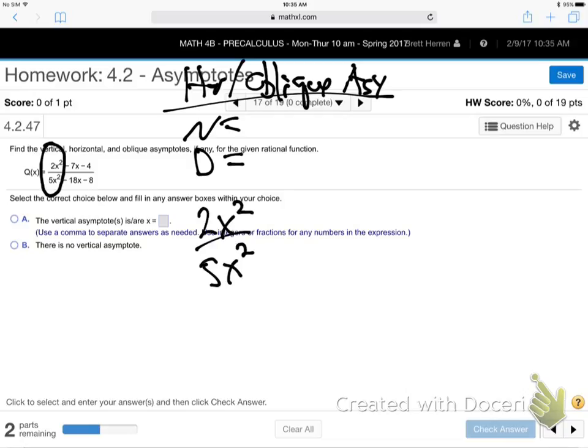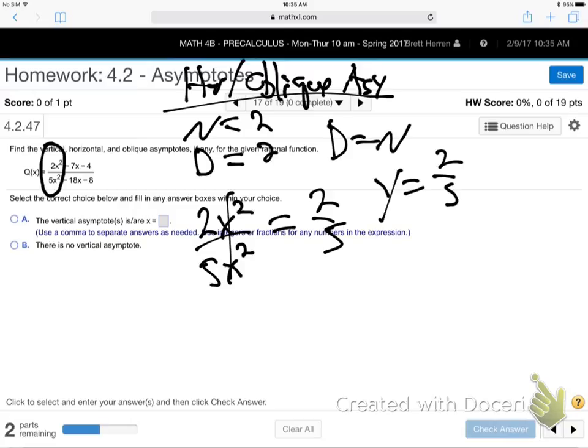That's what we're really doing with this horizontal, oblique thing: we're just looking at the most powerful term, because that's all that matters as you go off to the right forever. It's the most powerful term on the top, most powerful term on the bottom. They're going to effectively cancel. It's going to be 2/5, isn't it? Because they're both 2, they equal each other, and so it's just y equals 2/5. Make sense? It's a horizontal asymptote.